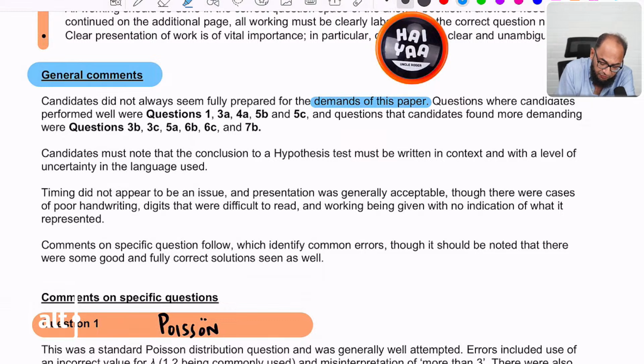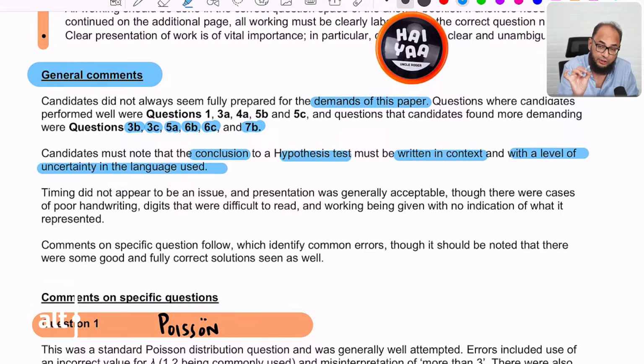Questions where candidates did not perform well, the demanding ones, were 3B, 3C, 5A, 6B, 6C, 7C. So this is 3, 5, 6, and 7. Remember these numbers. Candidates must note that the conclusion to a hypothesis test must be written in context and with a level of uncertainty in the language used. This I'll explain when we reach that particular part.